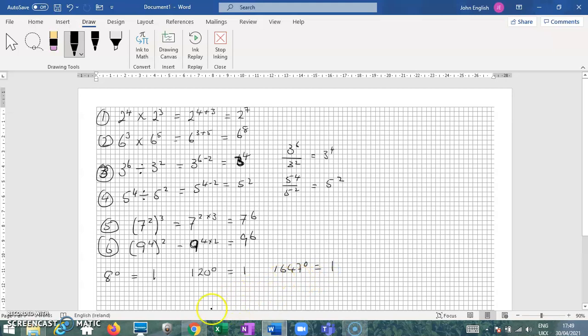And then that transfers directly over to algebra. So if you had something like a to the power of 0, that also equals 1, because no matter what value you put in for a, it will give you 1. So x to the power of 0 is equal to 1, and y to the power of 0 is equal to 1, z to the power of 0 is equal to 1. So anything to the power of 0 is equal to 1.